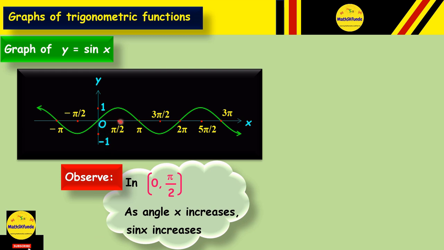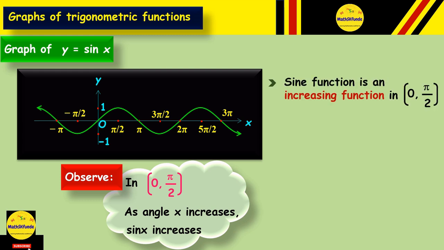When x values are from 0 to pi by 2, correspondingly sine values are from 0 to 1. Means the sine function is increasing, values of sine are going up, right? So we observe that when angle x increases in 0 to pi by 2, sine x increases. Such a function is called an increasing function. When x values increase, if y values also increase, then the function is increasing. So we observe this behavior of the sine function in 0 to pi by 2, that it is an increasing function.